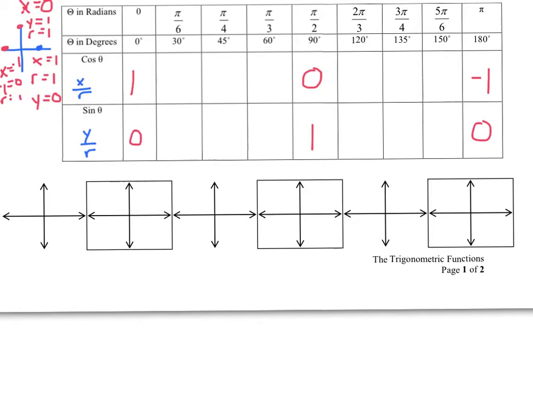All right, now let's do this 30 degrees. So we want to figure out what cosine of 30 degrees is. So we draw a 30-degree angle in standard position, making a right triangle. We've got 30 in there. This other one is 60.